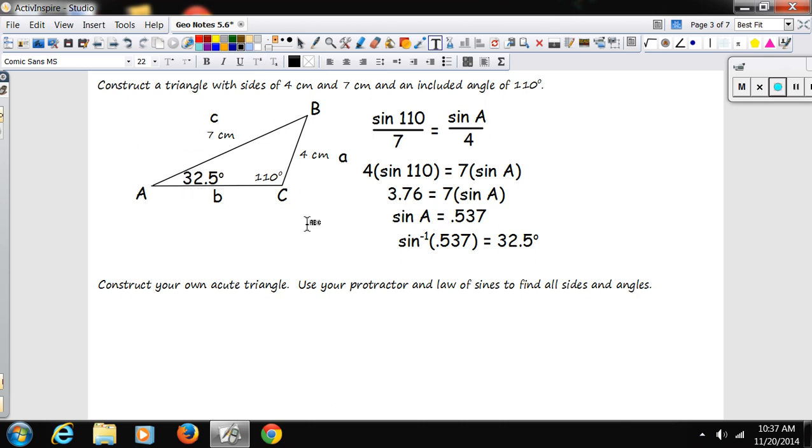Okay, now we've got both A's and both C's. What could we find next? Angle B would be the next thing to find because you can subtract them from 180. 180 minus 110 minus 32.5. And that's going to give you 37.5 degrees for angle B.